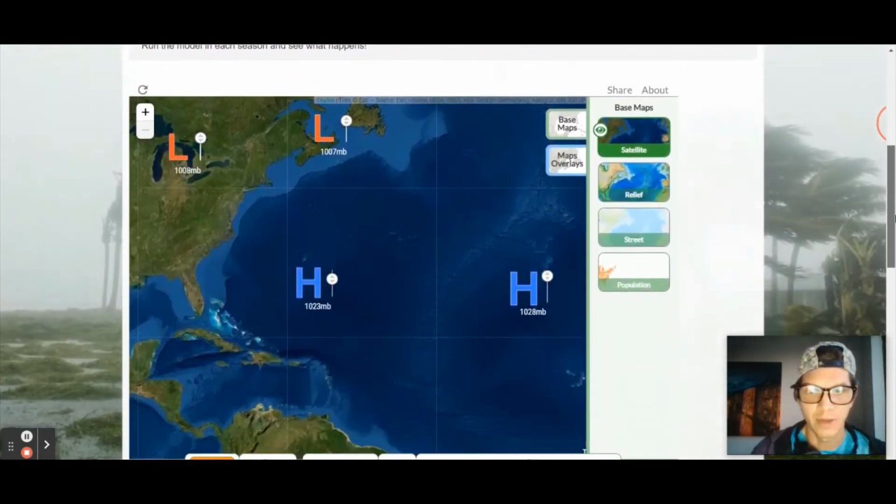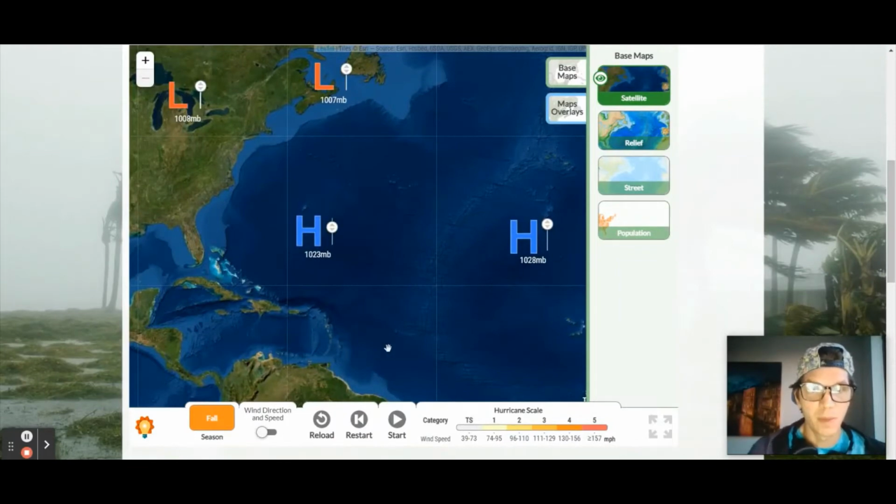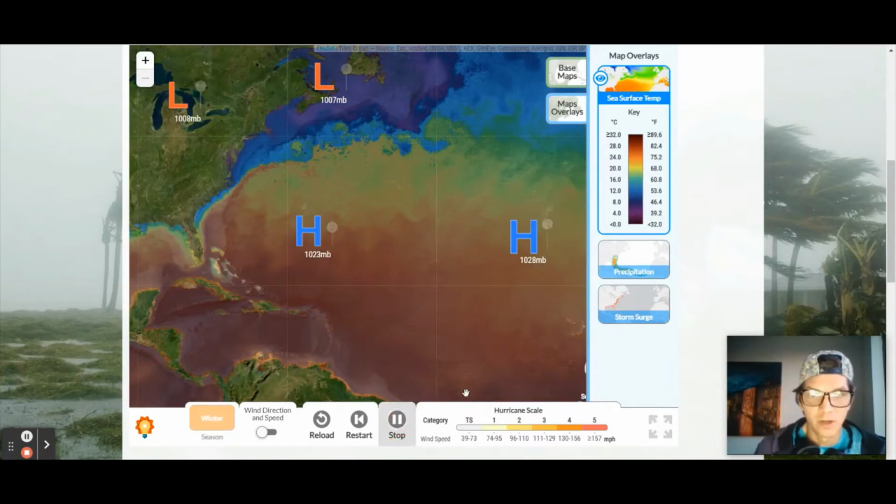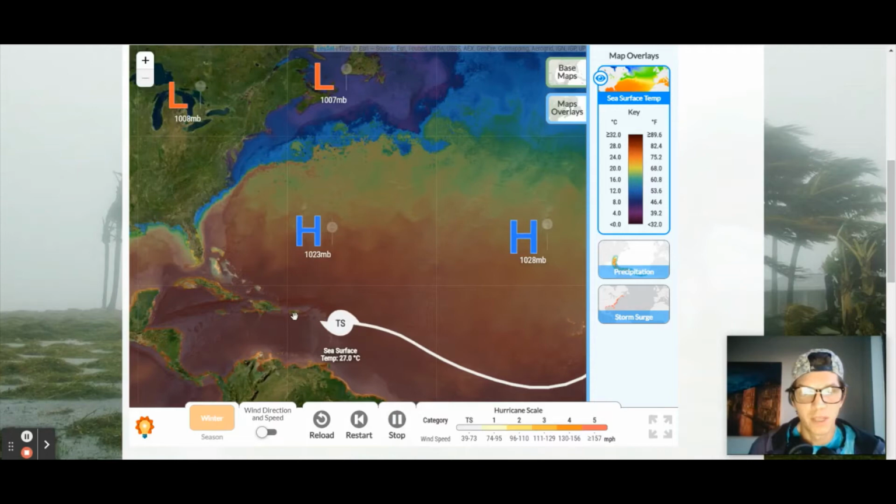Let's scroll down here. And one thing to remember is that water has a much higher specific heat than land. So even though in the wintertime we are getting the least amount of insolation and we're getting the shortest days, we'll feel cooler atmospheric temperatures on land, but the water is going to take a longer time to cool down. So in the winter, we'll still see a tropical storm possibly forming here in the Atlantic Ocean.